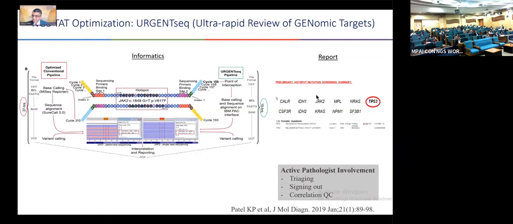By providing a rapid turnaround, we can typically turn this around within 48 to 72 hours. This is an active process. It requires active pathologist involvement, but we are able to make a significant contribution to patient care by being able to develop this innovation.